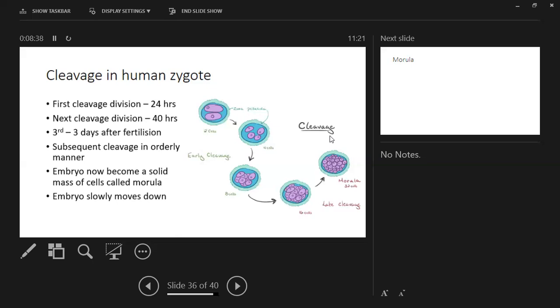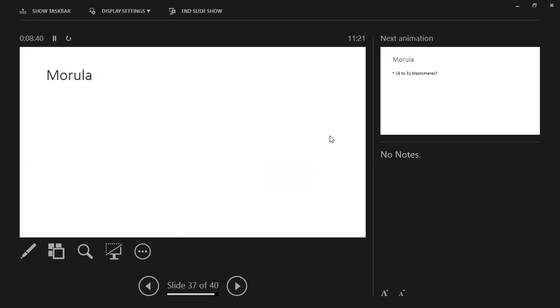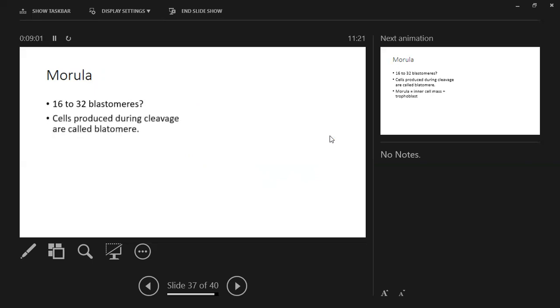Inner cell mass and trophoectoderm. Here you will see the morula is around 16 to 32 blastomeres. Now I have a question: what do you think a blastomere is? The cells of the zygote which are formed after cleavage are called blastomeres. Cells produced during cleavage are called blastomeres.